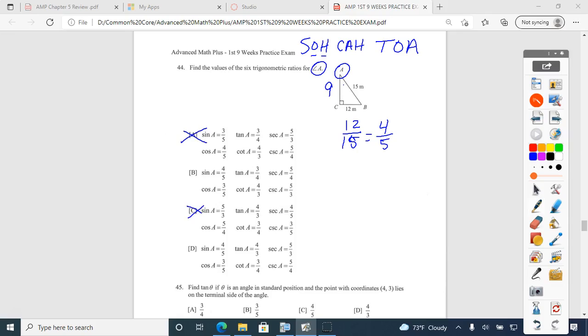Their sines are the same, their cosines are the same. The tangent, however, this one is 3/4, this one is 4/3. So let's go straight to tangent. Tangent is opposite over adjacent. So opposite would be 12 over adjacent is 9. That is 4 over 3, which would be, no, not B, excuse me, D. D is 4 over 3. And so it had to be D. Can't be B.